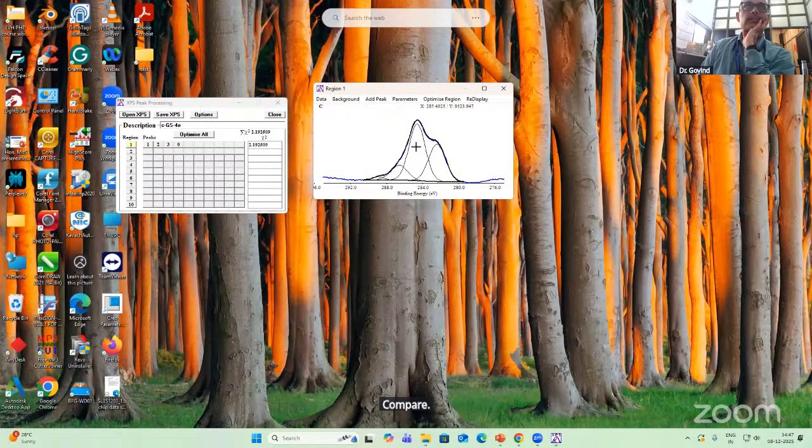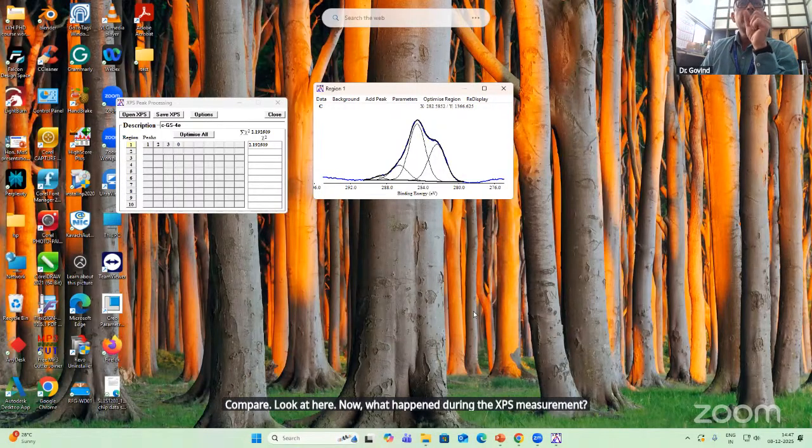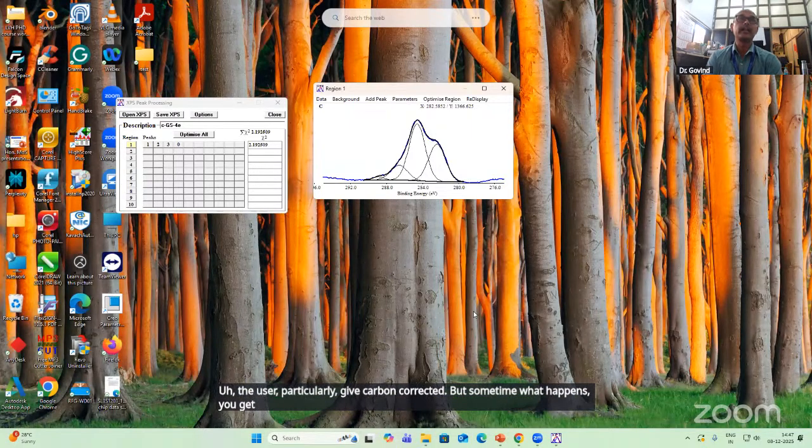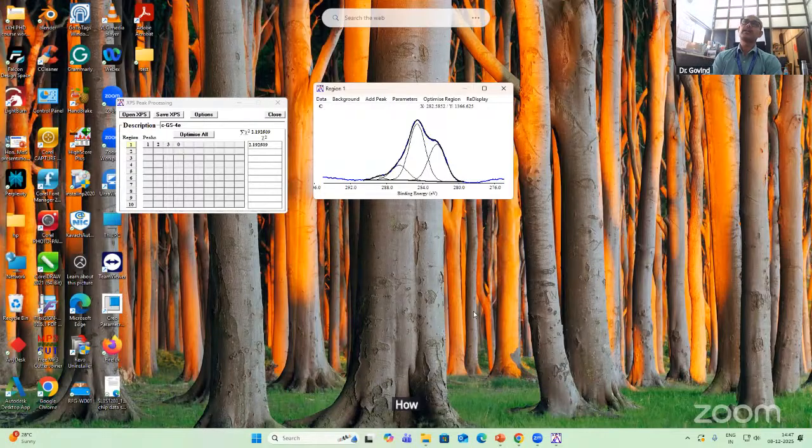Look here. Now, what happened during the XPS measurement? Carbon needs to be corrected. In all recent machines, the user gives carbon-corrected data. But sometimes you get uncorrected data. How to identify carbon-corrected and non-corrected data? You have to see the first carbon peak. If it is 284.6, then it is carbon corrected.